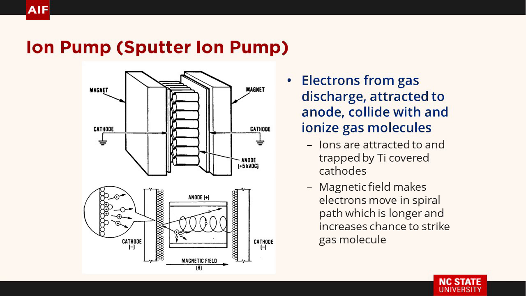Gas discharge caused by high voltage, and a magnetic field helps take the electrons from this discharge and make them into helical paths. Why do you want to do that? To increase your chances of ionizing a gas. So you've got this assembly here, this anode. You've got a discharge. You have something that's ionized. They tend to be ionized positively. This titanium treated surface is negative, goes into there and gets captured.